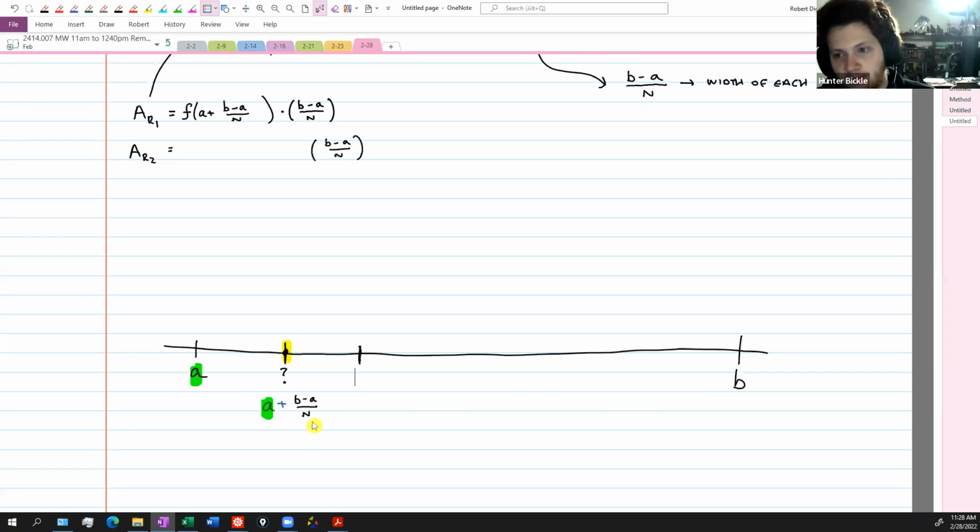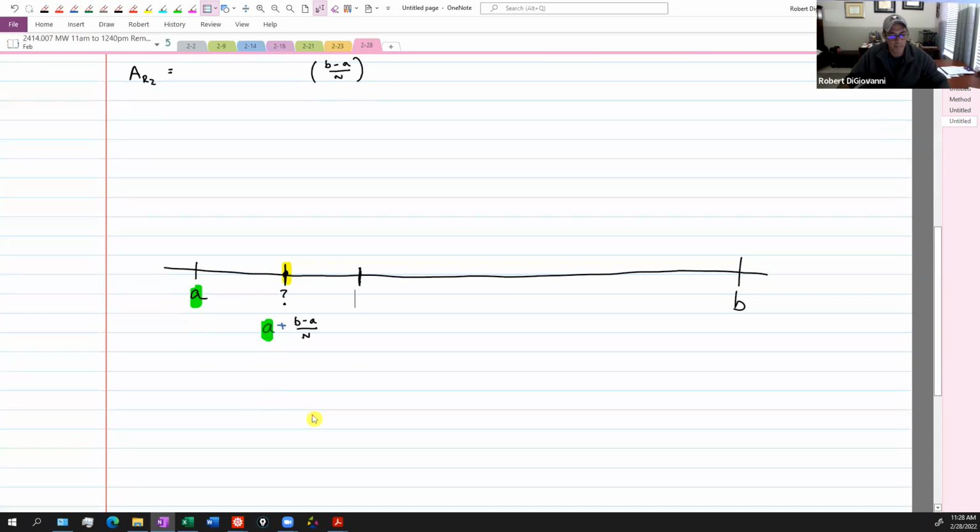Do you have questions? I know some of you are getting this. Does anyone have a question? I'm going to look at it this way. I'm going to say it's A, okay? It's this original point plus 2 jumps, 2 widths, right? It's 2 jumps of the width. So I'm going to write it like this, plus 2 of those B minus A over N's.